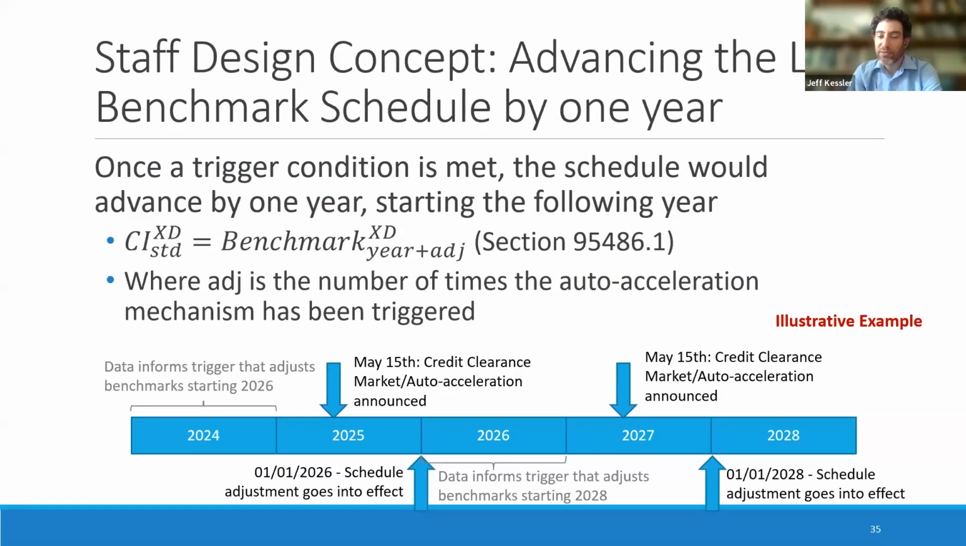The 2026 benchmark would now be equal to the 2027 year benchmark schedule. The CI benchmark schedule for 2027 would then reflect the new CI schedule, which would be the CI targets for 2028. Starting in 2027, another trigger could be announced based on market data from 2026. If a trigger were announced in 2027, then the 2028 benchmark schedule would shift up again, reflecting changing the regulation schedule to be consistent with the CI targets first developed for 2030.